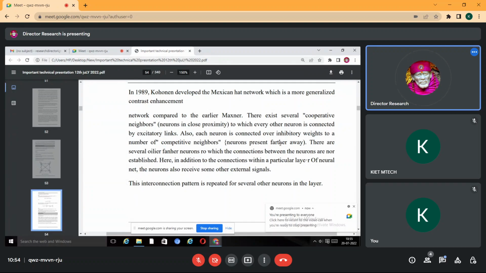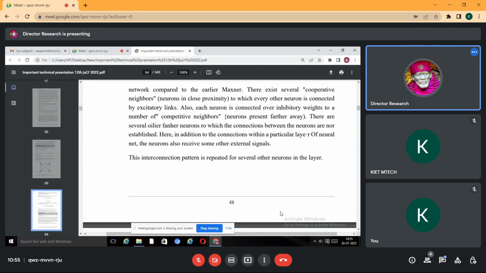There are several further neurons to which connections between the neurons are not established. Here, in addition, connections within a particular type of neuron and net neuron receive some other external signals. The interconnection patterns are repeated for several other neurons in the layer.